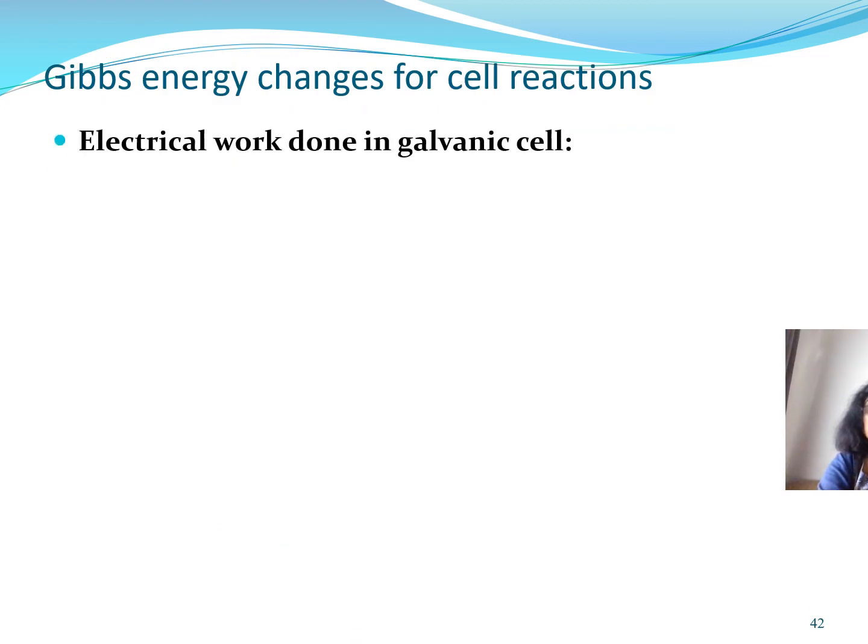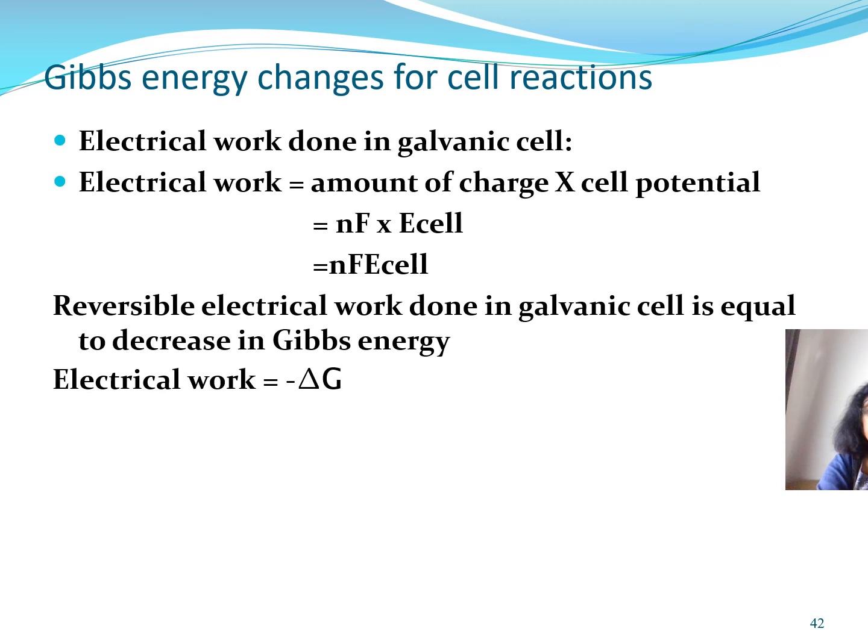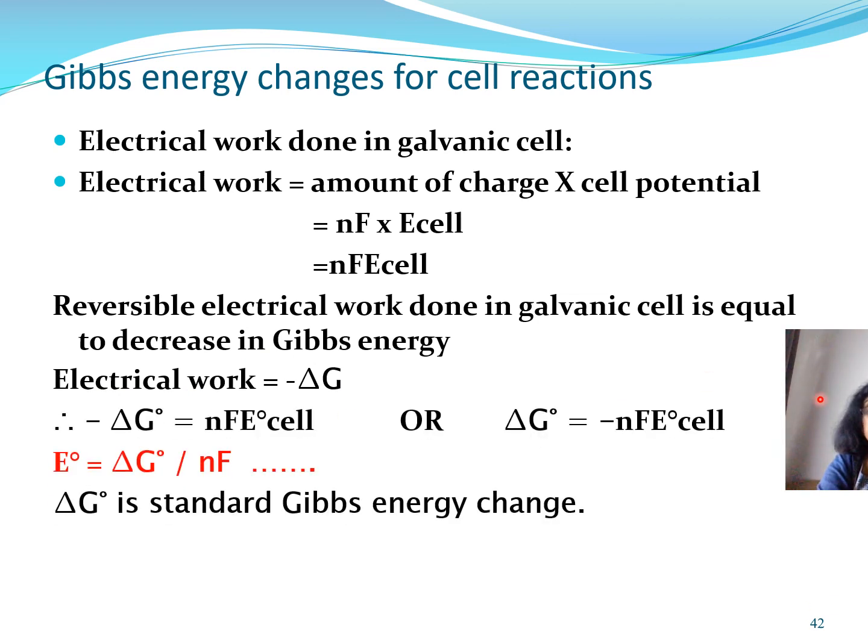Now how do you calculate the Gibbs free energy? Gibbs free energy is the useful work done by a system. Here the useful work is the electrical work done by the galvanic cell. Electrical work is given by NFE, charge into cell potential, CV. Reversible electrical work done in the galvanic cell is due to the decrease in free energy. So electrical work is equal to minus delta G. Minus delta G is equal to NFE cell. So delta G is equal to minus NFE naught cell, and E naught is equal to minus delta G naught upon NF.